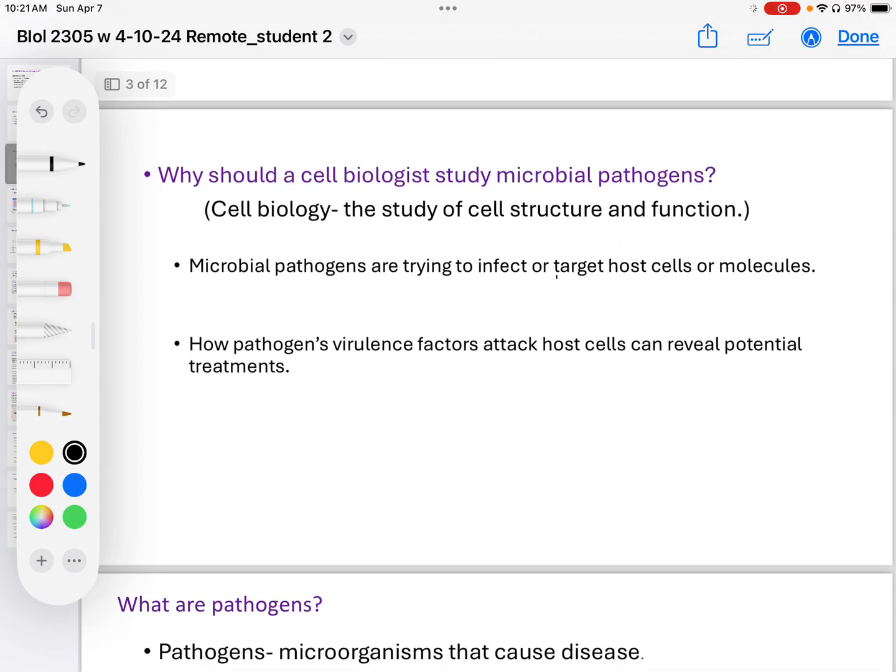So before we get our discussion started today, I wanted to start off by asking, why should a cell biologist study microbial pathogens? And for background, cell biology is the study of cell structure and function. So someone who studies cell structure and function, why would it be a good idea for them to study microbial pathogens?